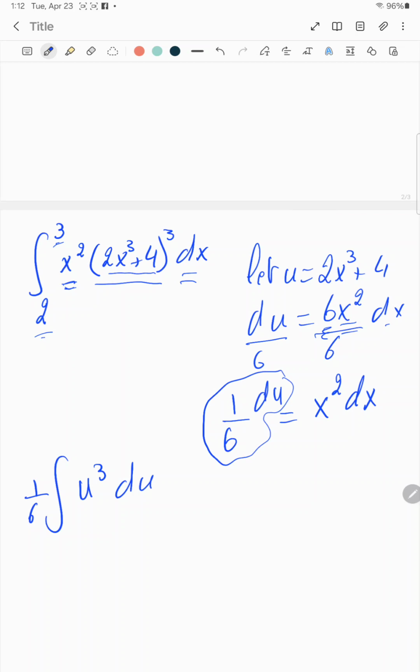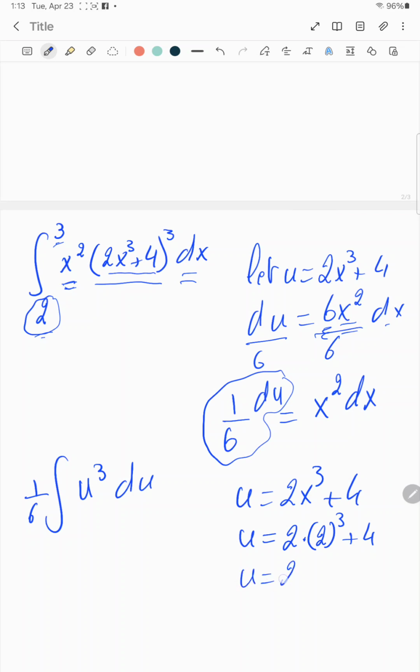But now, if I want to see the boundaries, I put u equal to 2x cubed plus 4. So if I take the lower boundary, u equals 2 times 2 to the power of 3, because I replaced x by 2, plus 4. So u equals 2 times 8. 2 to the power of 3 is 8, 2 times 8 is 16, plus 4 is 20. So I put here 20.